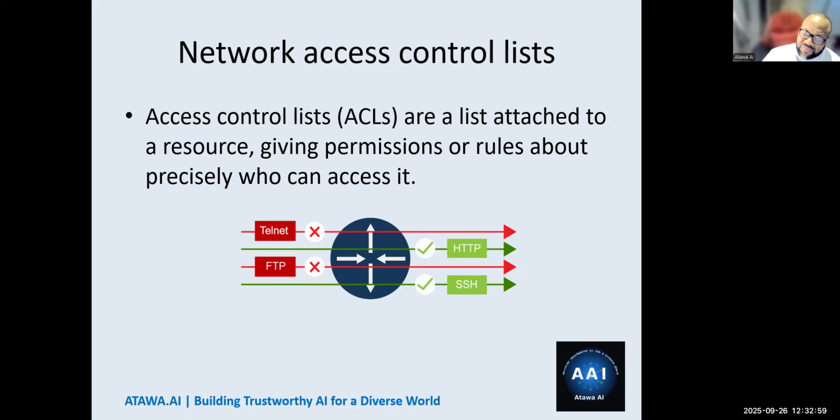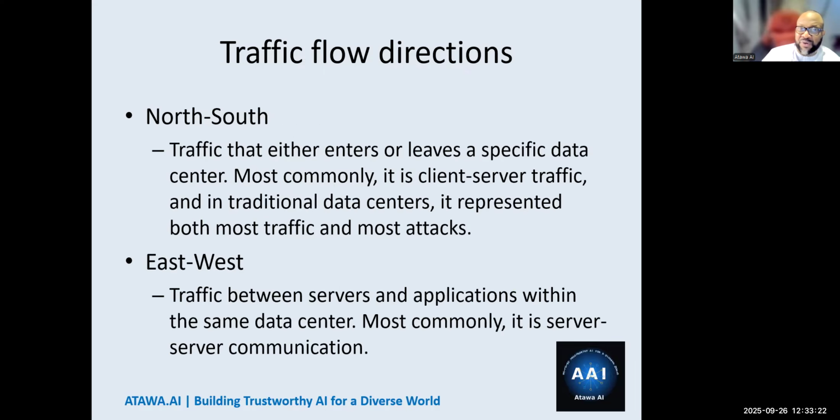But you have what network access control is. Basically, it's a list attached to a resource, like a server, giving permissions or rules about who can access it. Like this one might say no Telnet, no HTTP, or no FTP, or you can have SSH. So I can do it based on maybe protocol, IP address, applications if I want, right?